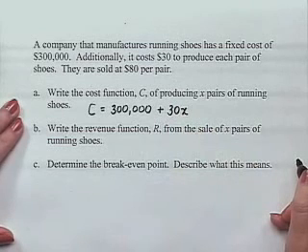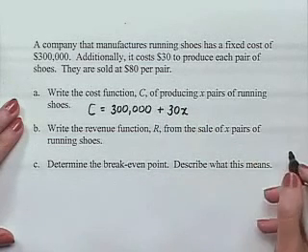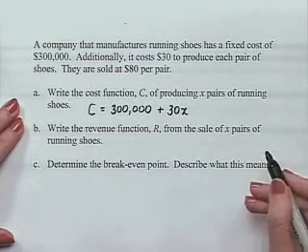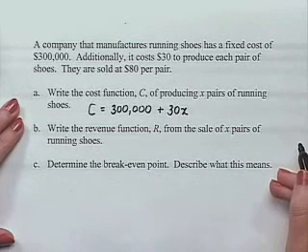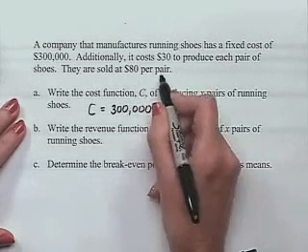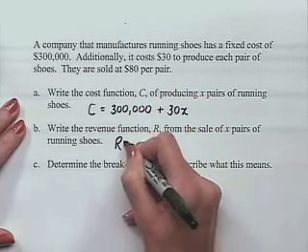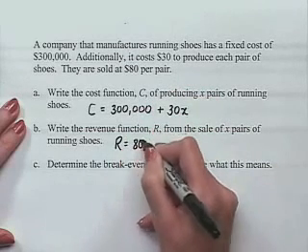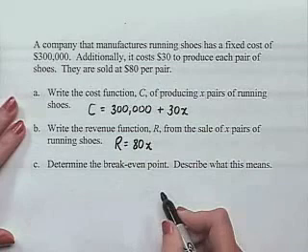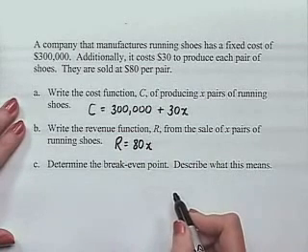Write the revenue function R from the sale of x pairs of running shoes. Our revenue function deals with how much revenue we take in, or how much we end up making off of each pair of shoes in this case. So we're going to see that they're sold at $80 per pair, which means our revenue is going to equal 80 times the number of pairs that we sell. Determine the break-even point and describe what this means.